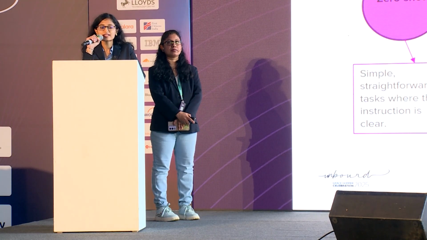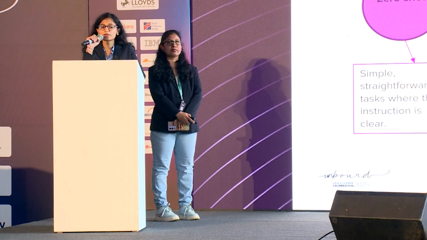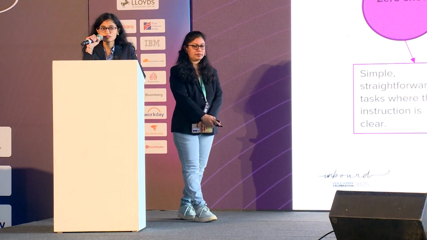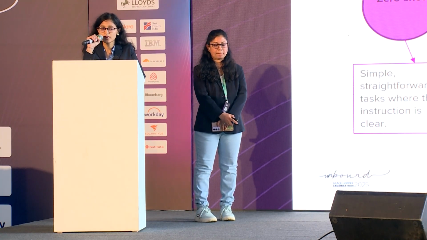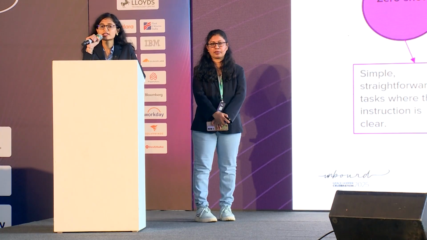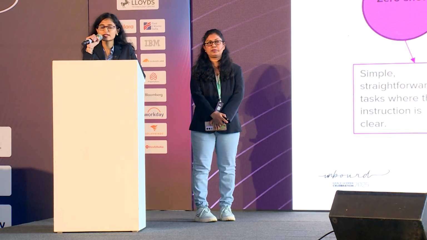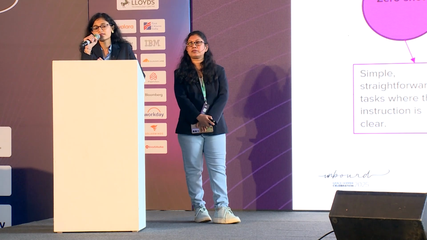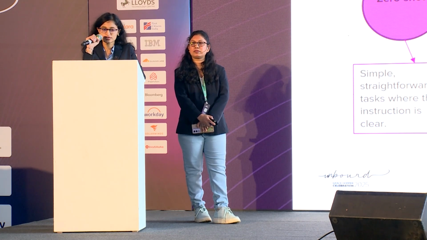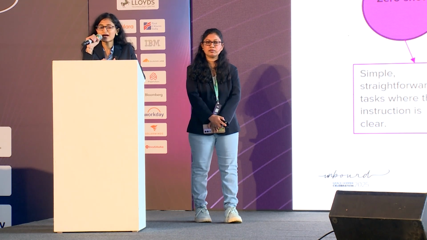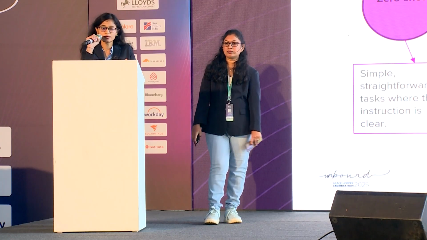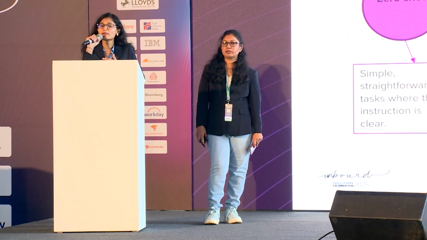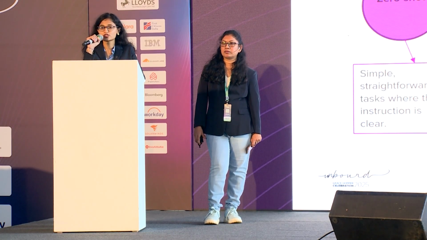Next is few shot. This is where you provide one or two examples of the task you want to perform, and the model can refer to them, learn from them, infer the logic behind them, and finally give the response. When you give multiple patterns in the prompt, it behaves like a minimal version of fine tuning. Next is role prompting.